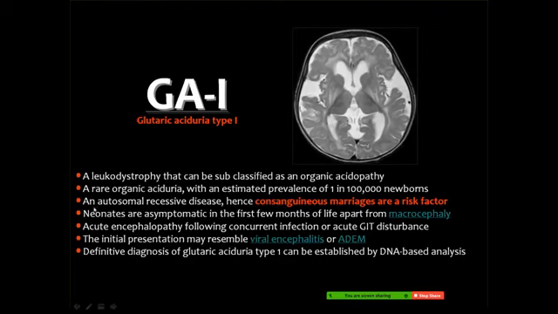This is an autosomal recessive, as I have mentioned, so consanguineous marriages are at high risk of developing this disease. Macrocephaly is one of the prominent features in this particular disease, and the patient may develop acute encephalopathy after infection or acute attack of GI disturbance. The initial presentation may be similar to viral encephalitis or ADEM.